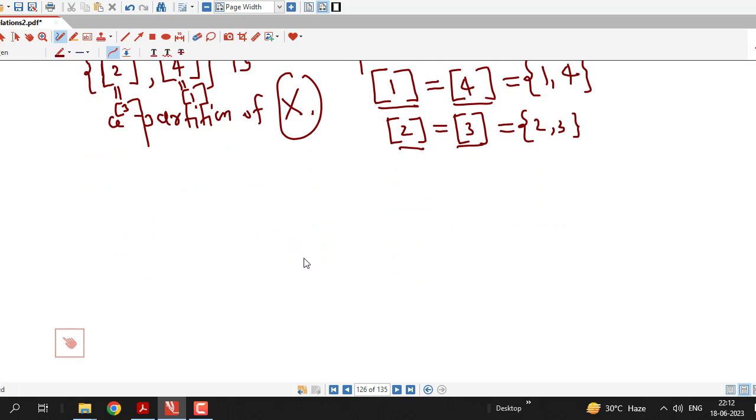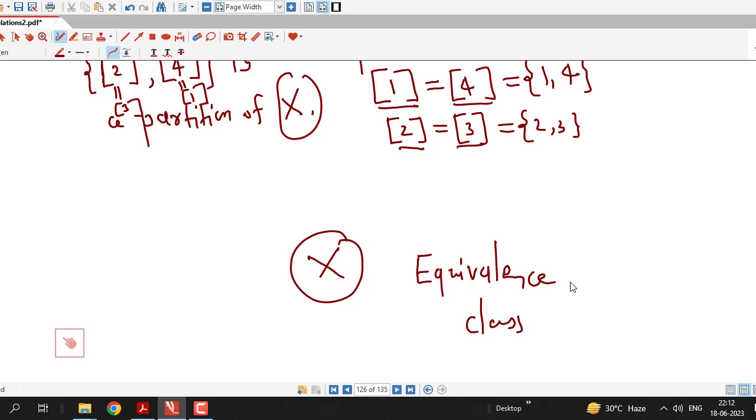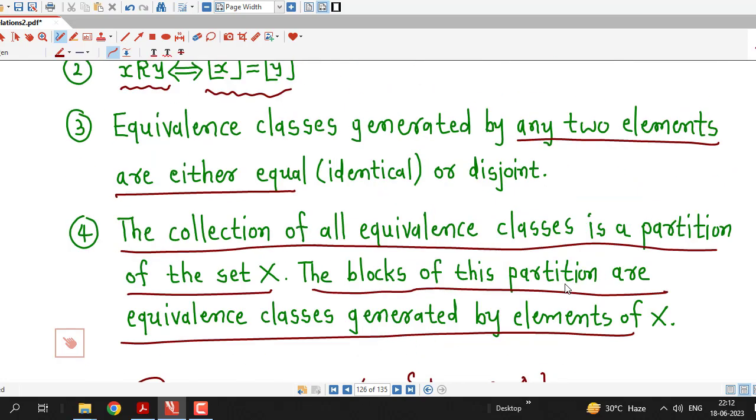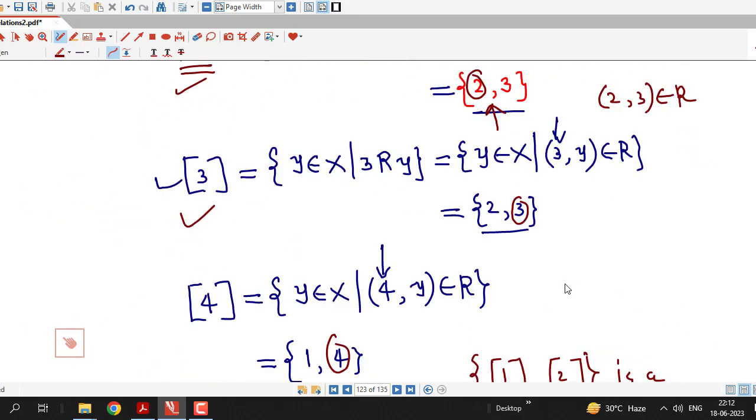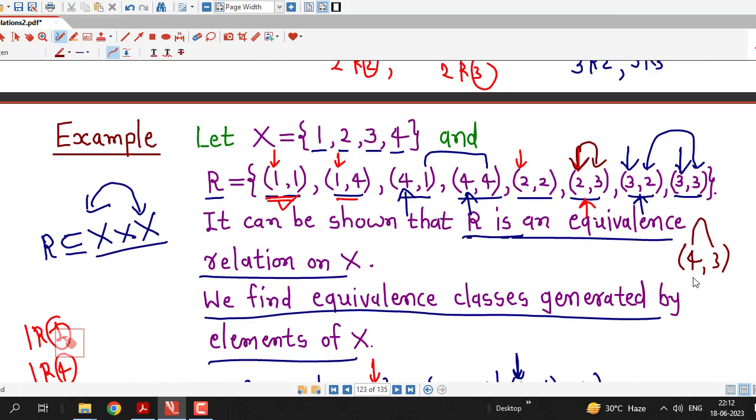So using an equivalence relation, we can find the partition of a given set X whose members are equivalence classes. Equivalence classes give us the partition of a given set X. So they can ask you to find the partition of a given set X corresponding to a given equivalence relation on a given set X.